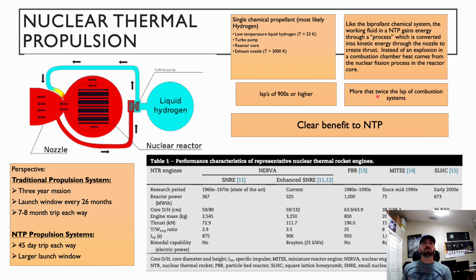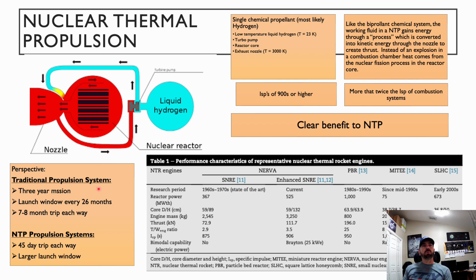And this is more than twice of what we see in ISPs for traditional combustion systems. Clear benefit to nuclear thermal propulsion. So what does that mean? So let's go back to the Mars mission.